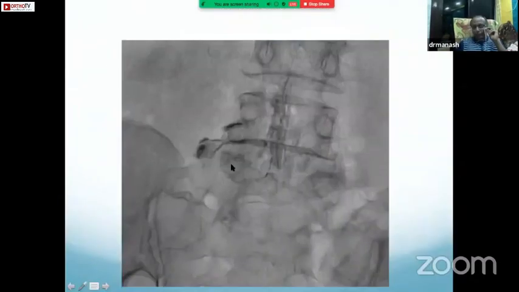In this patient, we also did a nerve root injection at the L4-5 level as well as the L5-S1 level. Following that, she got significant relief for a long duration and then was lost to follow-up.